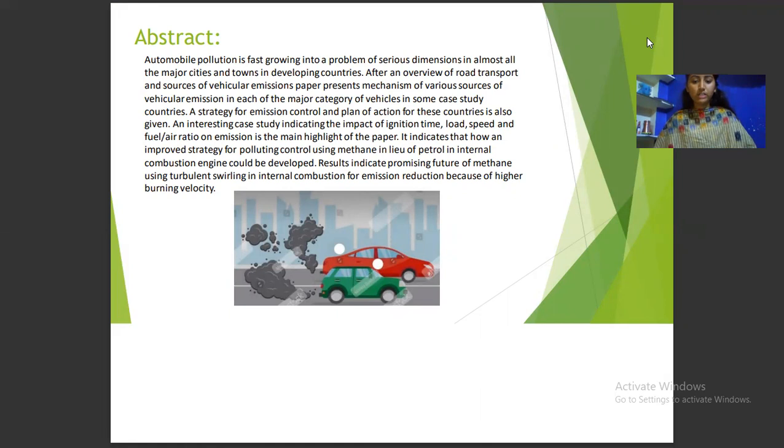It indicates how an improved strategy for pollution control using methane in lieu of petroleum in internal combustion engines could be developed. Results indicate a promising future for methane using turbulent swirling in internal combustion for emission reduction because of its high burning velocity.